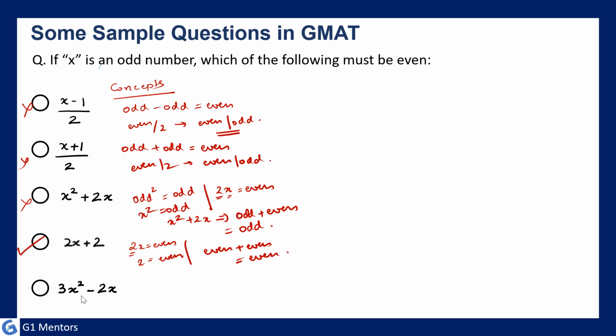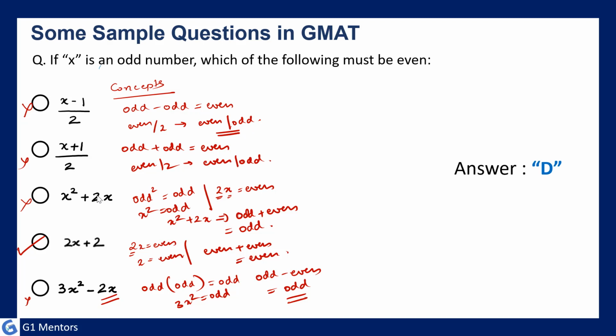But let's see the E part also. So 3 is an odd number. We are multiplying 3 with an odd number. When we multiply two odd numbers, we always get an odd number. So 3x square is an odd number. Minus 2x. 2x is an even number. So odd minus even is again an odd number. So this E choice is also not correct. Okay, so the answer choice to this question is D.